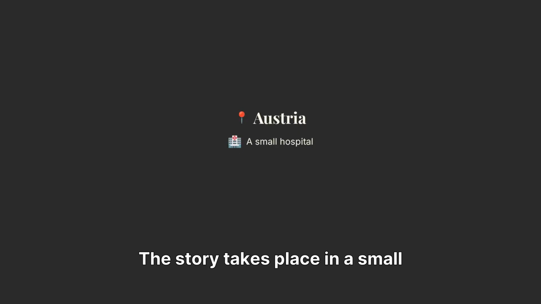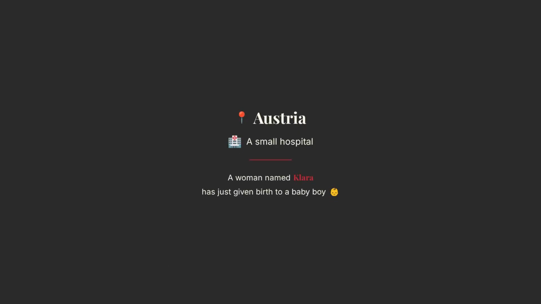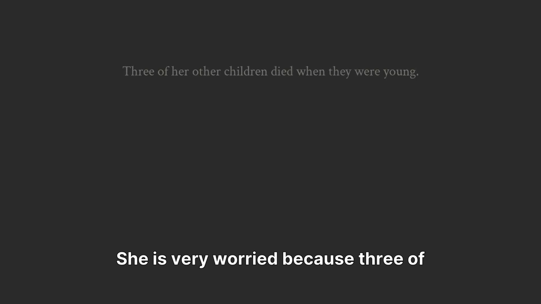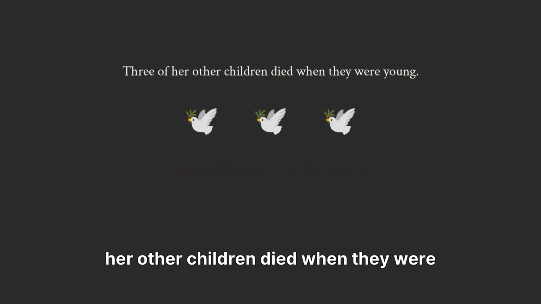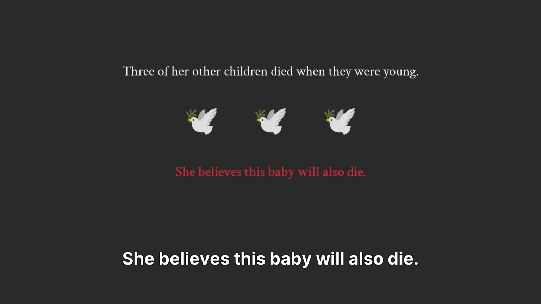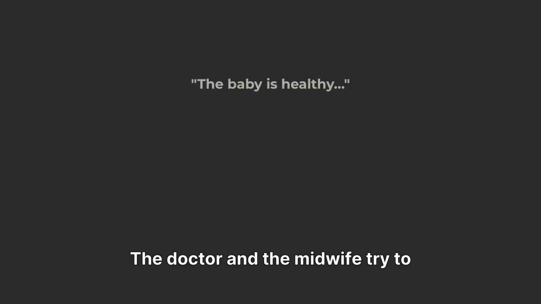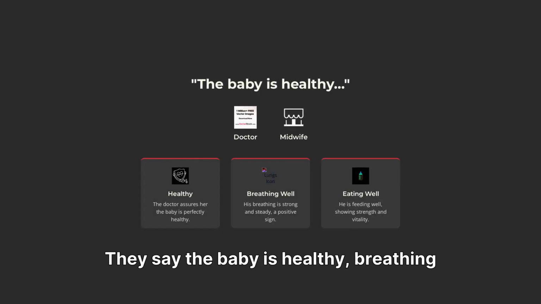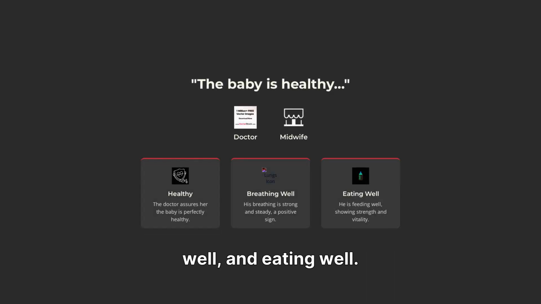The story takes place in a small hospital in Austria. A woman named Clara has just given birth to a baby boy. She is very worried because 3 of her other children died when they were young. She believes this baby will also die. The doctor and the midwife try to comfort her. They say the baby is healthy, breathing well, and eating well. But Clara still cries and repeats that her other children also looked healthy.